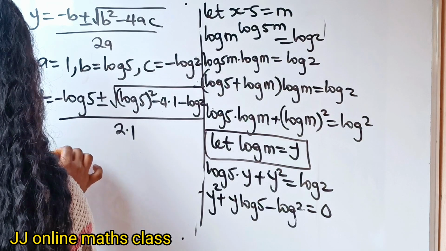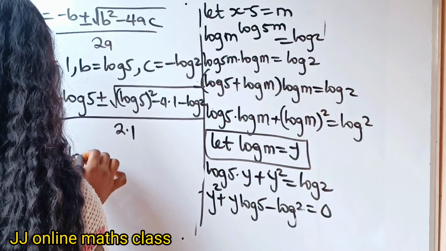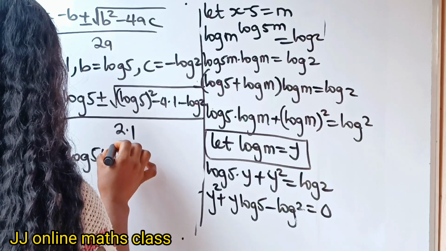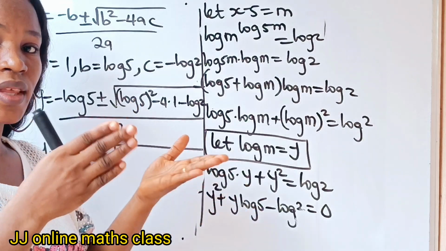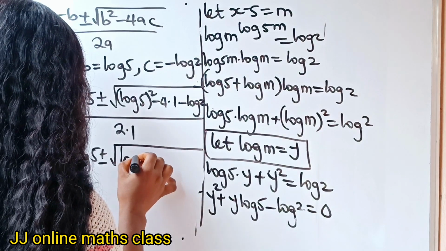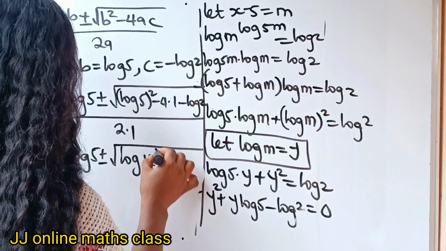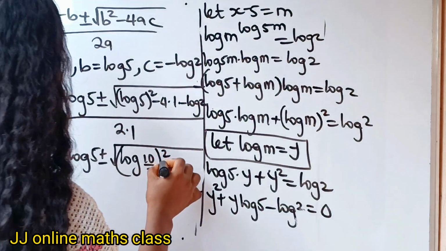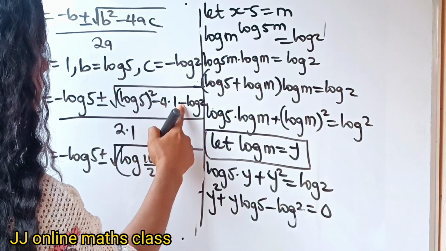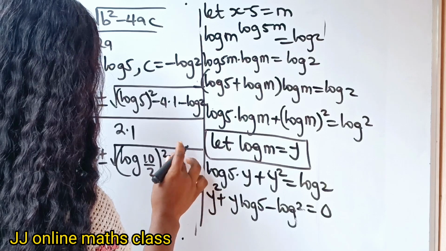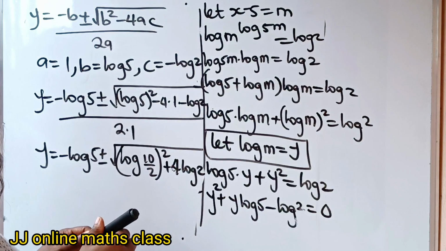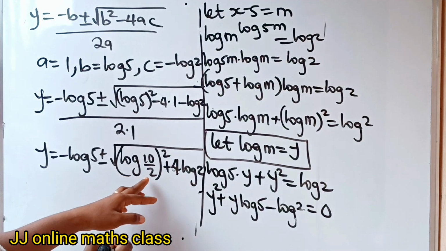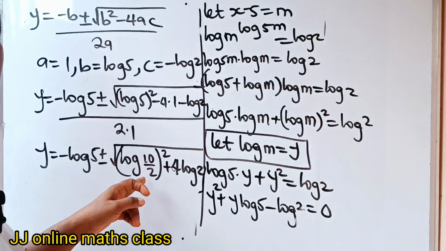All right, let's continue. Now, what do we do? At this point, we have that our y is equal to minus log 5 plus or minus square root of. Now, we all know that log 5 can be represented as log 10 divided by 2, right? That is log 10 over 2, all squared, minus. Now, minus 4 times minus log 2 will give us plus what? 4 log 2. Okay, let's continue.